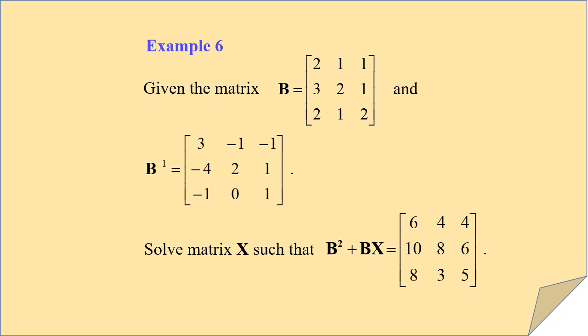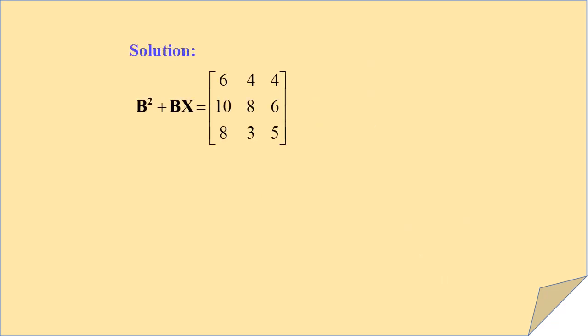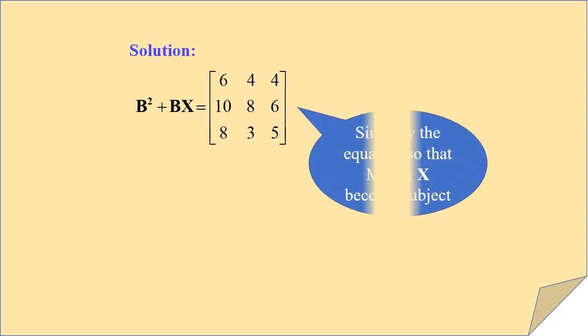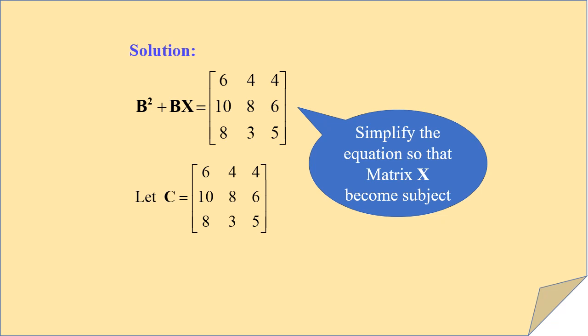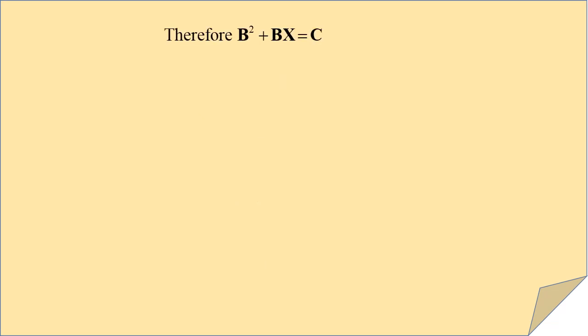Let's say we represent the right side matrix as C. So we have B squared plus BX equal to C. Now we want X as the subject, so we have to subtract B squared. Bring B squared to the right side, or we subtract B squared on each side. So we have BX equal to C minus B squared.